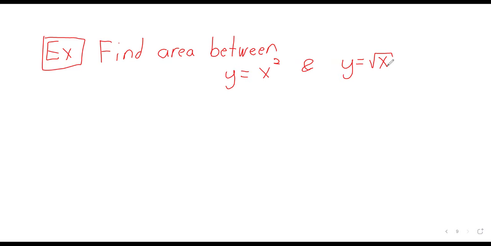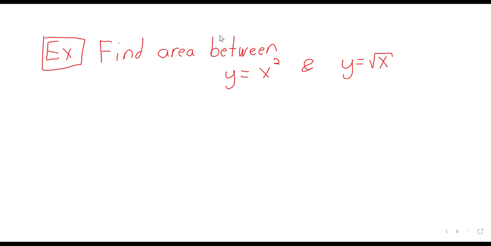And the difference between this problem and the last problem I did is that we don't have an a and a b written on the board. I'm not telling you what interval we're looking at. And when you're not given an interval, what that's going to mean is that these curves trap some region between them.